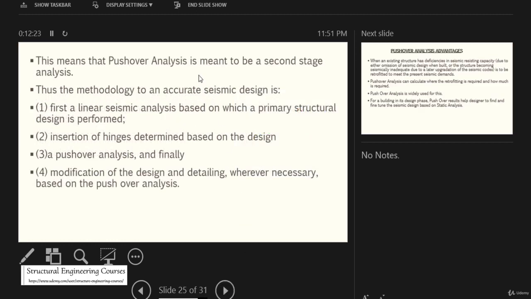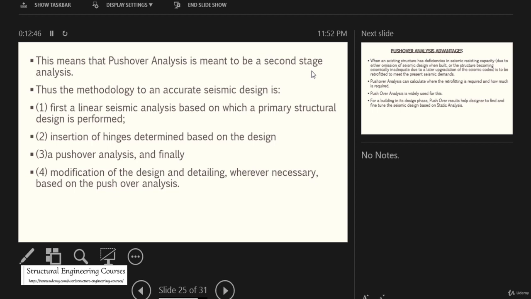So pushover analysis is meant to be a second stage analysis. This is a very important line that you should understand. That is, pushover analysis is a second stage analysis. That is, first of all, you shall design the structure, you shall calculate the reinforcement, you shall again put that reinforcement into the software and again do the pushover analysis. So that is why it is called the second stage analysis.